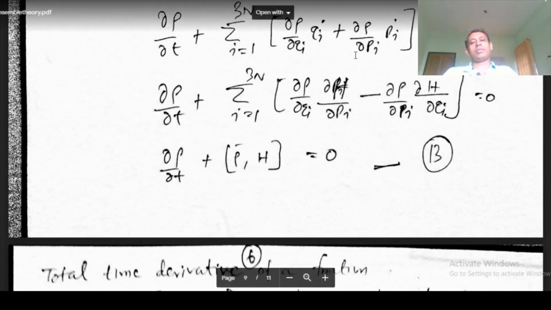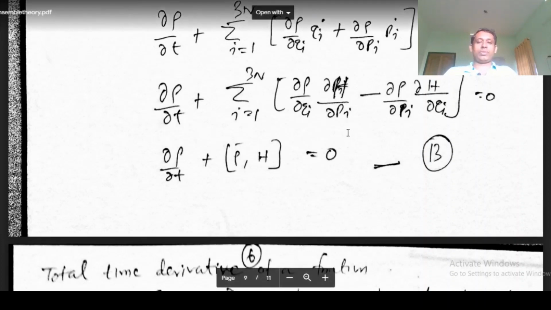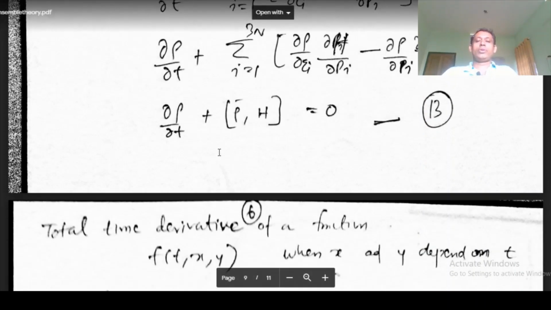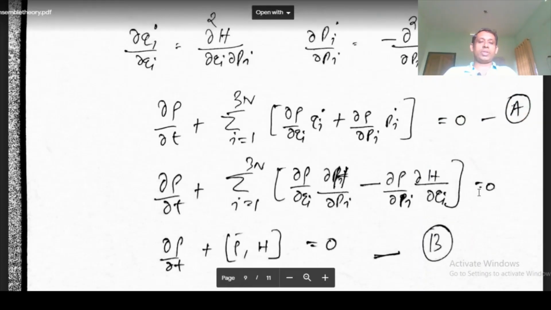Okay, so I have this ∂ρ/∂t plus Poisson bracket of rho with H. This is something that we see in classical mechanics. This thing is the Poisson bracket of rho and H. So ∂ρ/∂t plus bracket rho, H, that is equal to 0. So this is our equation B and this one is our equation A.